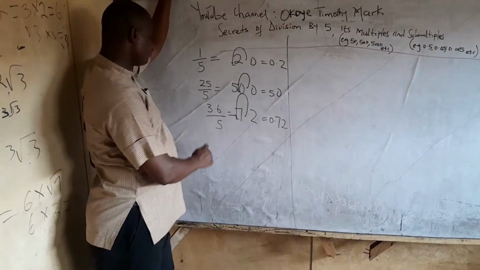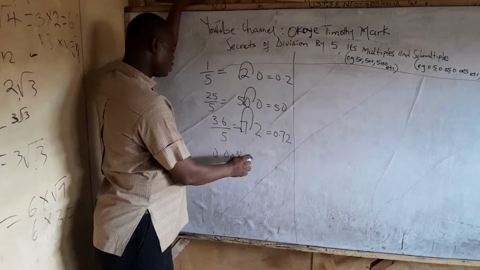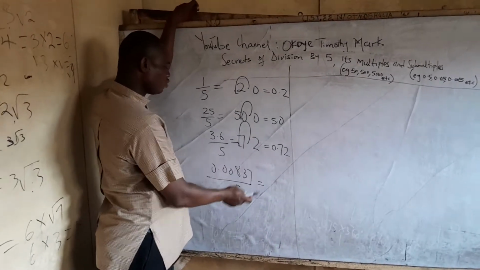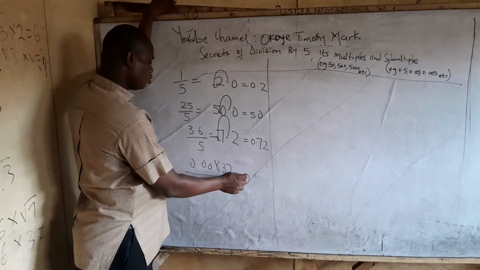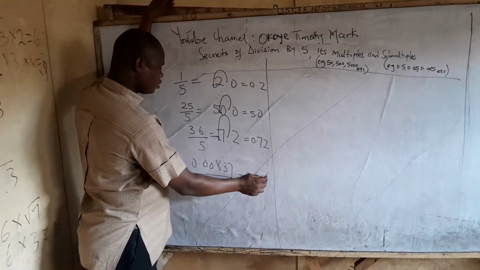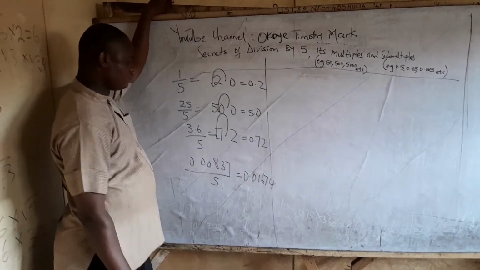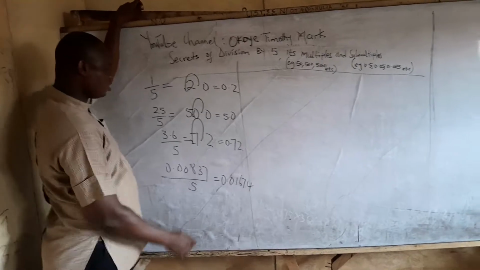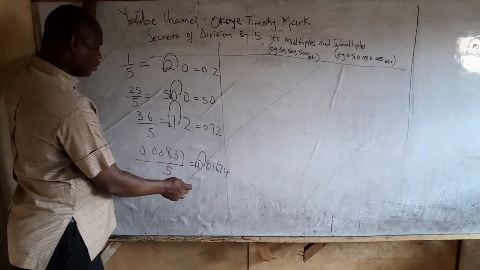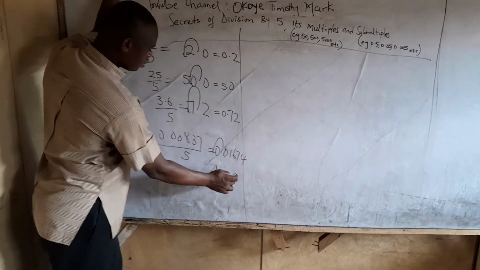No matter what it is, even if I have 0.00837 and I want to divide it by 5, no problem. I just have to double the digits. That's 0.01674. I will shift the decimal place one step forward. When I shift it one step forward, this decimal place comes here. The answer becomes now 0.001674.